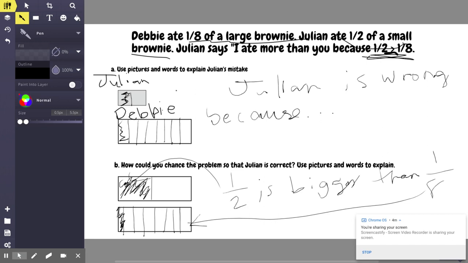Hopefully that makes lots of sense and clears up any misconceptions you may have about fractions. Remember, you can only compare fractions of wholes that are the same size. All right, that's it for this one.